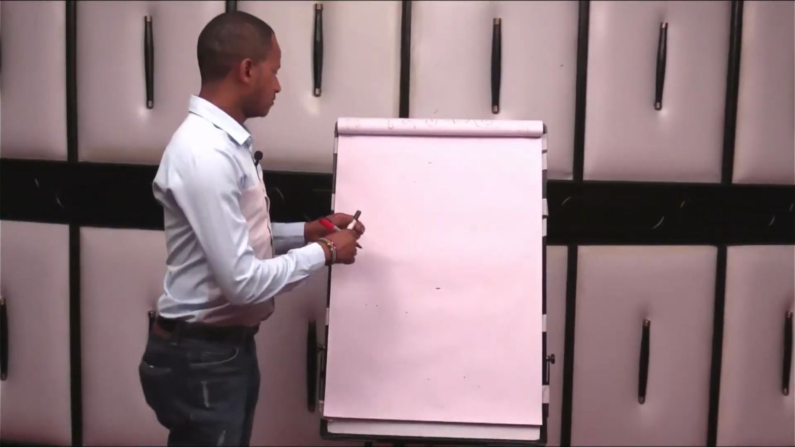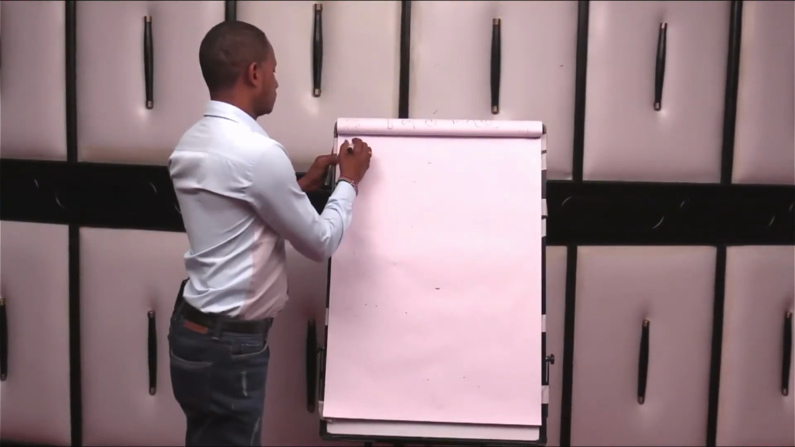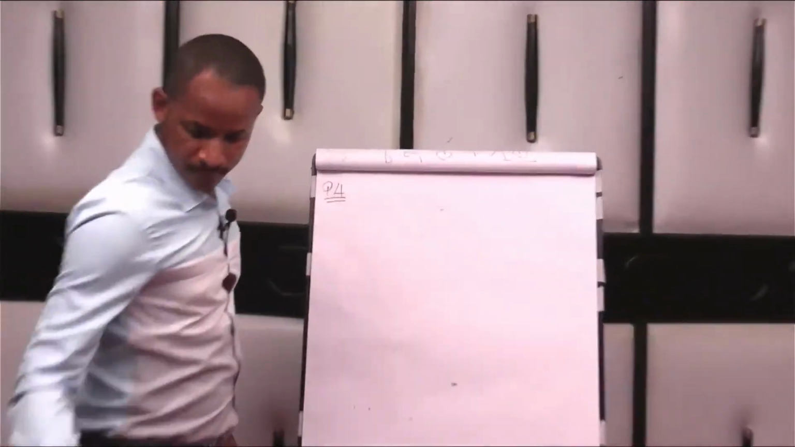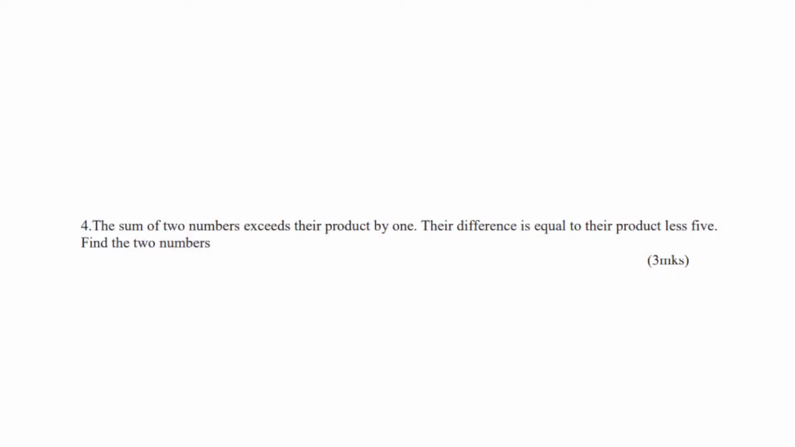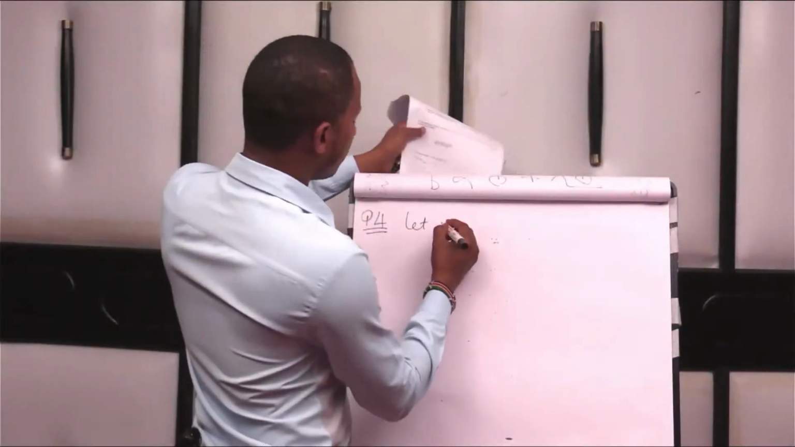Question number 4. The sum of two numbers exceeds their product by 1. Their difference is equal to their product less 5. Find the two numbers.